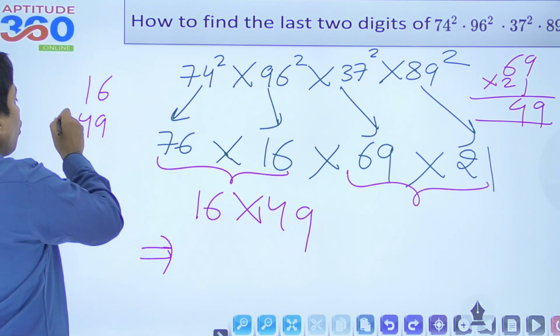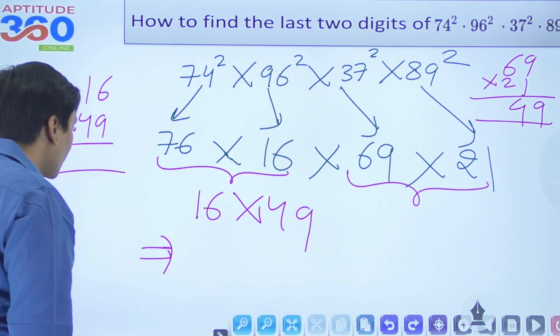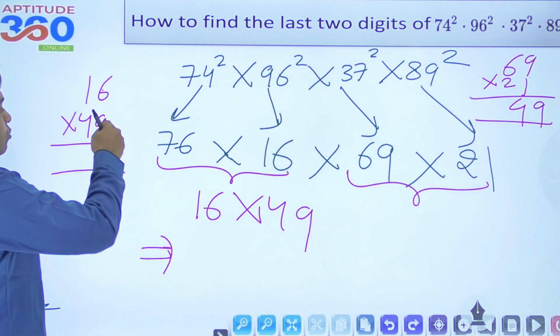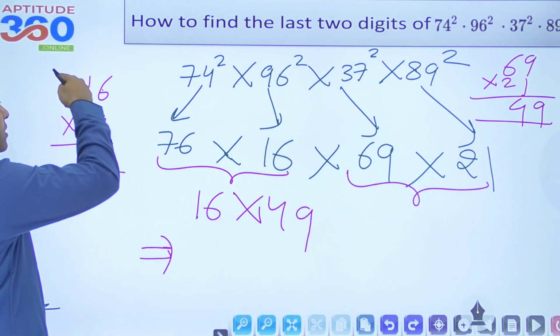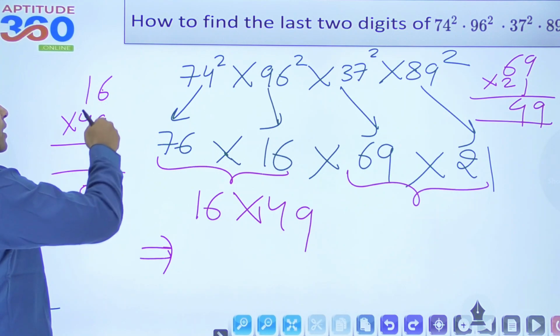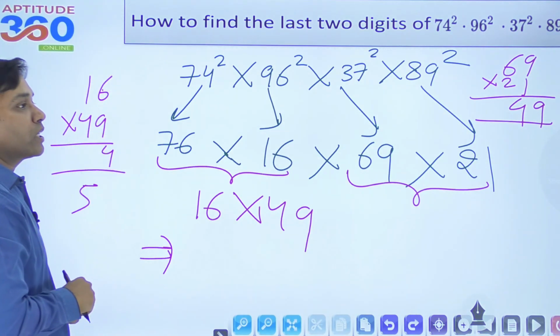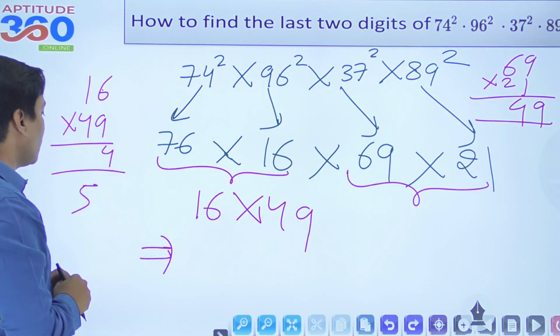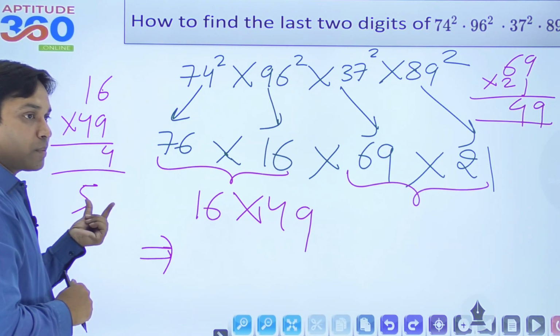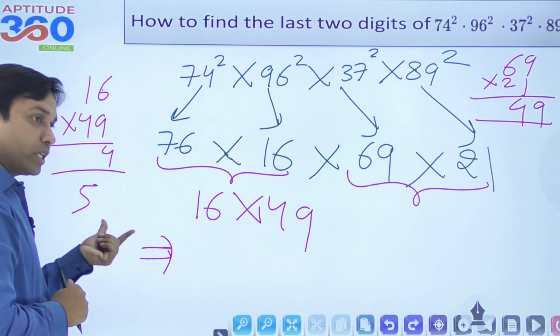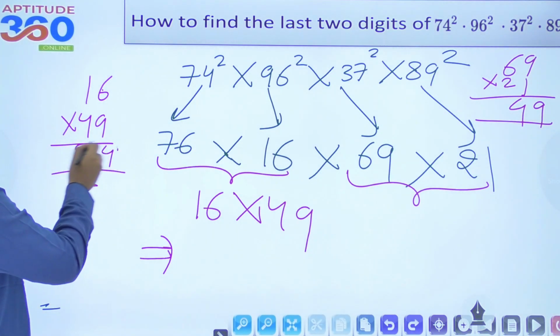And if you do not know, watch the level 1 video so that you get the clarity. So that is going to be what? 6 into 9, 54. And then this is going to be 9. And that's going to be 24. 24 plus 9 is 33. 33 plus 5 is 38. So 38 is going to be this number.